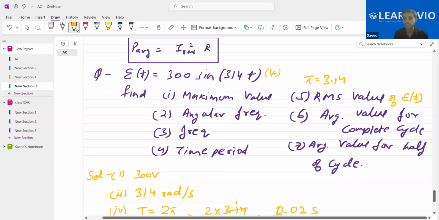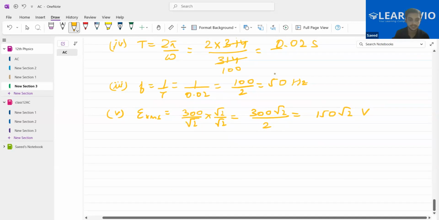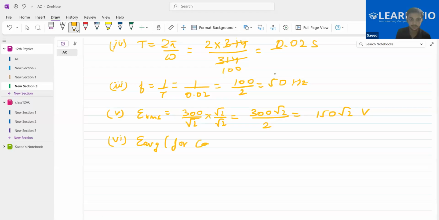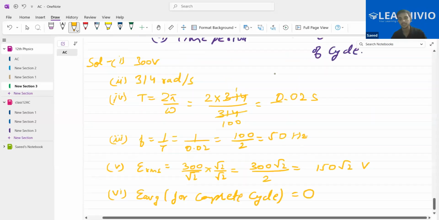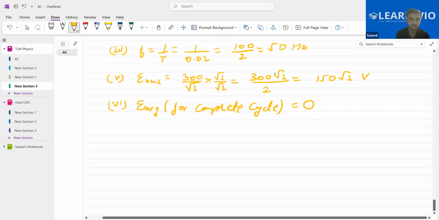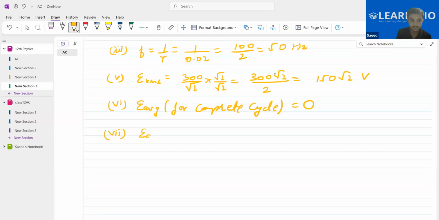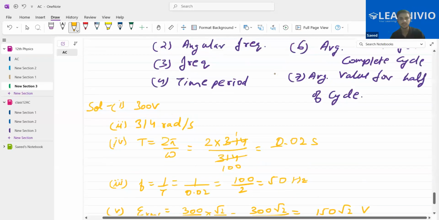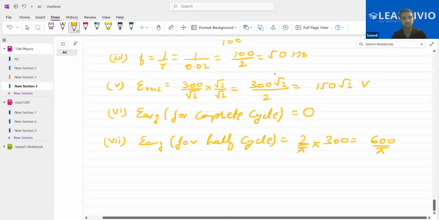Understood? So this is the V, and the average value for a complete cycle is? That's 0, right? Yes, E average for a complete cycle is 0. And the average value for half of the cycle is? So 600 by pi. E average for half cycle. Yes, that will be the answer. That will be 2 by pi times E naught, that is 300. So that is 600 by pi. I'm not solving it. So this will be the complete question here.